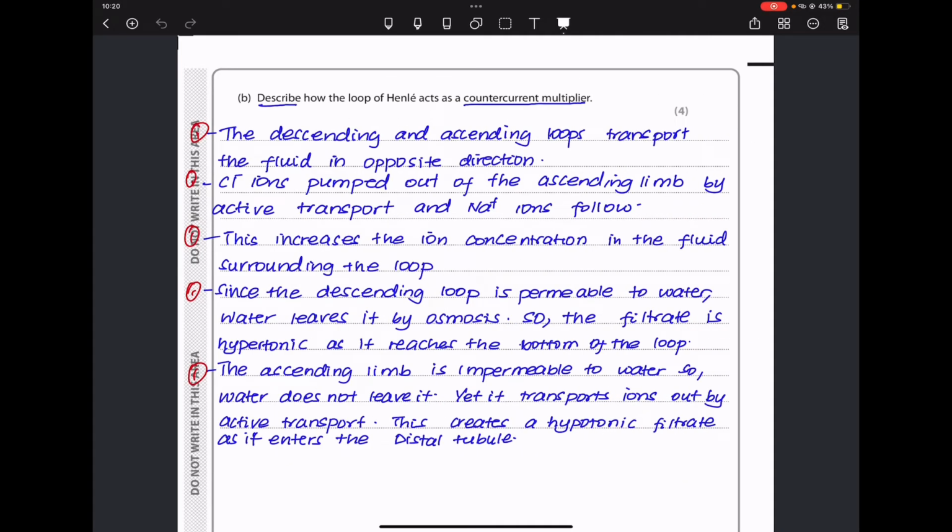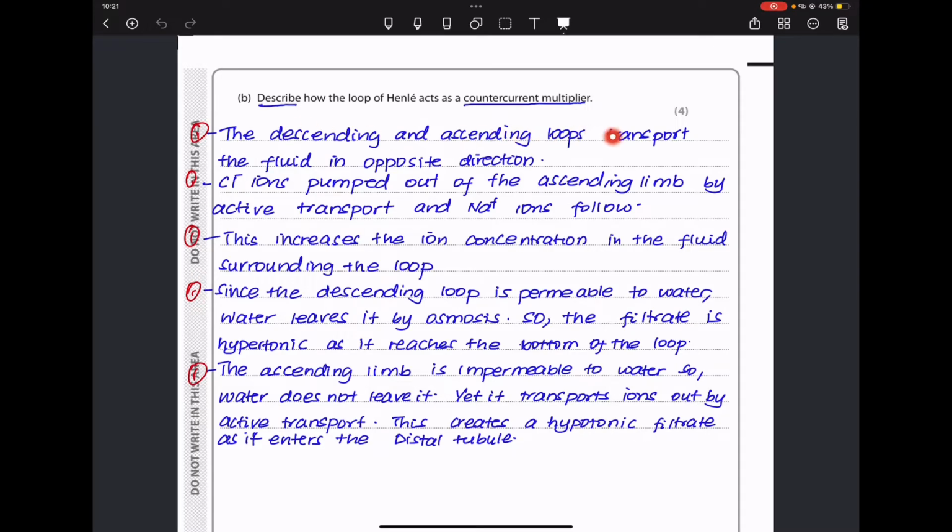Part B, describe how the loop of Henle acts as a countercurrent multiplier. The descending loop is permeable to water, the ascending loop is not permeable to water, and these two loops are moving in opposite direction. So some ions can enter the descending loop, water leaves the descending loop, and then as it reaches the lower part of the loop of Henle, it's going to be hyper-concentrated, or we can say it's going to be hypertonic in relationship to the surrounding fluids. And then as the filtrate goes through the ascending loop, there is going to be more ions lost. And then at the end of the ascending loop, it's going to be hypotonic to the surrounding fluid.